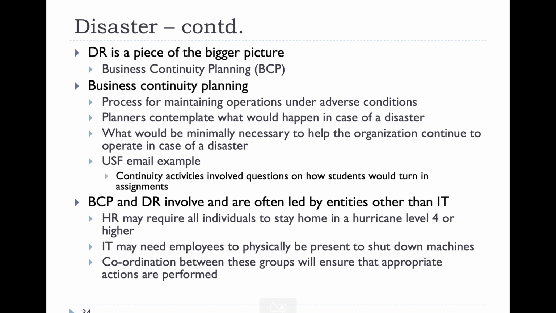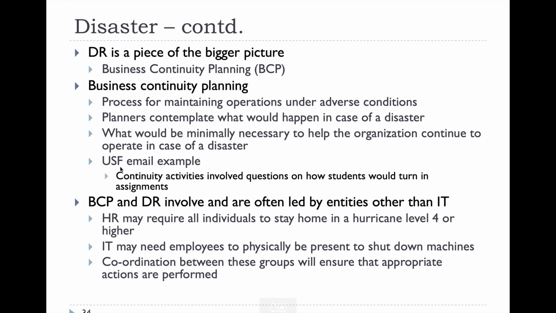So disaster recovery is a piece of a bigger picture, which is business continuity planning. Disaster recovery is related to recovering from the disaster. Business continuity is more generic. It is how to maintain operation under those adverse conditions. So the planners contemplate what would happen in case of a disaster and what would be minimally necessary to help the organization continue to operate even during the disaster. So business continuity planning includes not only recovering from this disaster, but what we can do as a business to try to continue business during these adverse conditions.